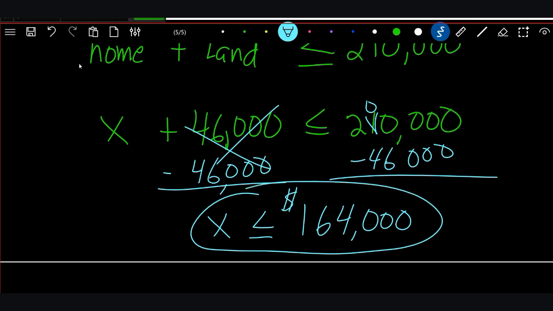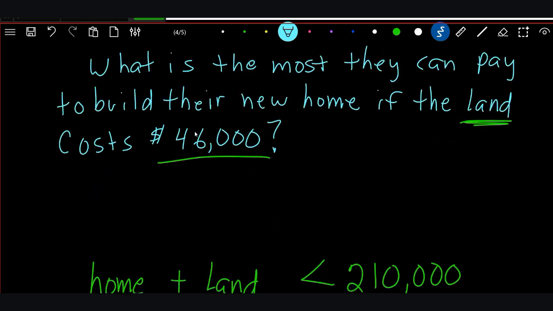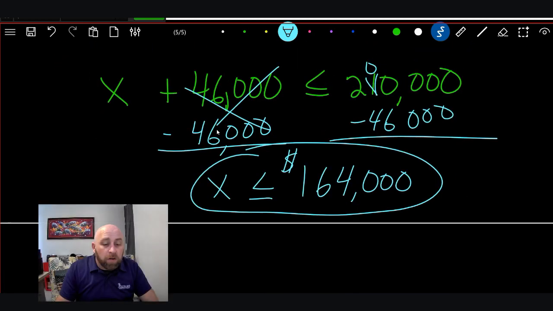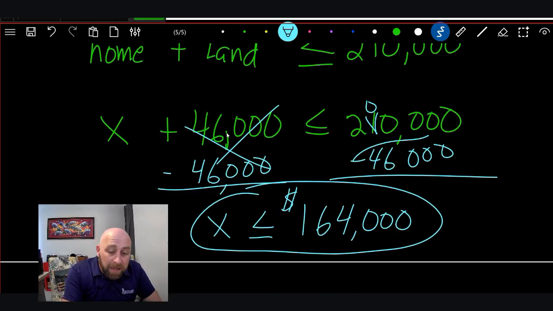So now we go back to the question and we say, what is the most they can pay to build their new home? The most they can pay for the home is $164,000 because they had to pay $46,000 for the land. All right, I could go through example after example, but these all fall under the same type of situation. You just have to go through it, figure out is this less than, greater than, what is it equal to, what are the missing parts, fill it all in, and then go ahead and solve it from there.